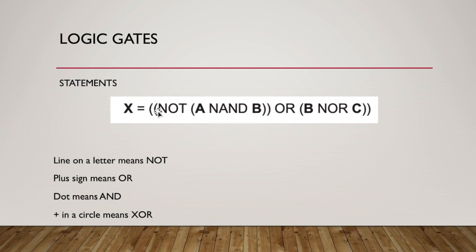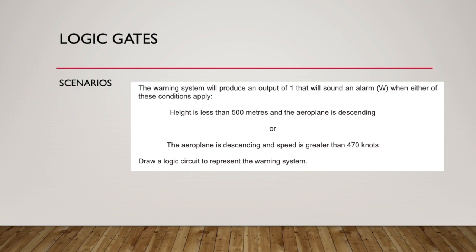Anyway, you need to know how to create these from statements and from scenarios. The scenario looks like this, okay? You'll be given, for example, a warning system will produce an output of 1 that will sound the alarm W when either of these conditions apply, okay? And then you've got to read this and convert this into a statement or into a logic circuit. In this specific example, W is the output. Be careful when you're reading the letters to understand which one is the output. The output will be quite clear because it will be the first letter written.